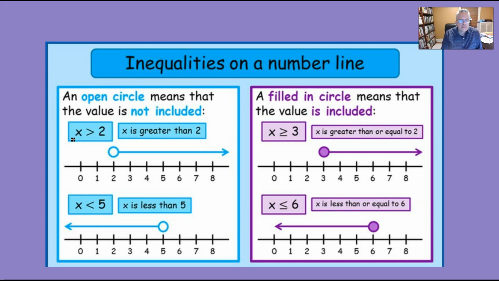The first one is if x is greater than 2, then we're going to put a hollow dot and go to the right. If it's greater than or equal to 3, we put a solid dot and go to the right. X is less than 5, we're going to put a hollow dot and go to the left since it doesn't include 5. And x is less than or equal to 6, includes 6, so a solid dot and to the left. So these are the 4 types of simple inequalities you'd have to graph.